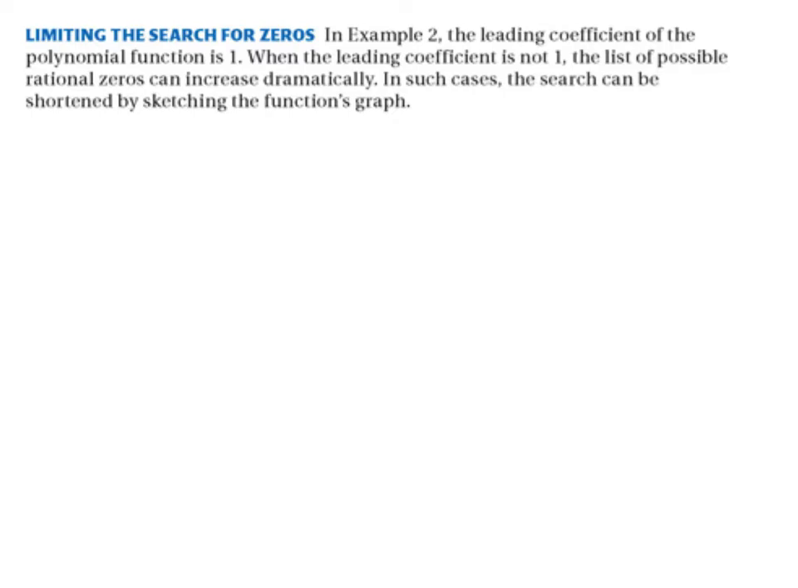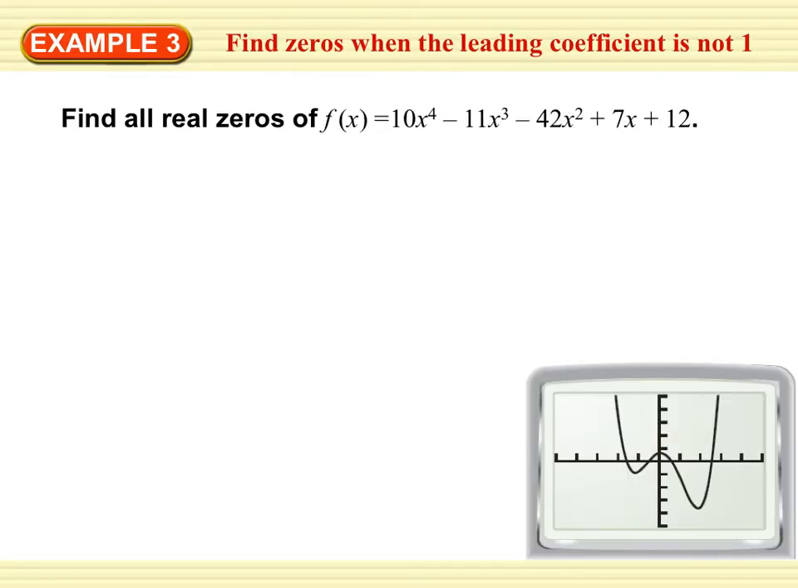Oh, sorry, very important. When we have a leading coefficient that's not 1, the search for the zeros can be shortened by sketching the function's graph. All right. Find all the real zeros of this long polynomial with a leading coefficient of 10 and a constant of 12. Gosh, if I just try to make the possible zeros, it's a long list.